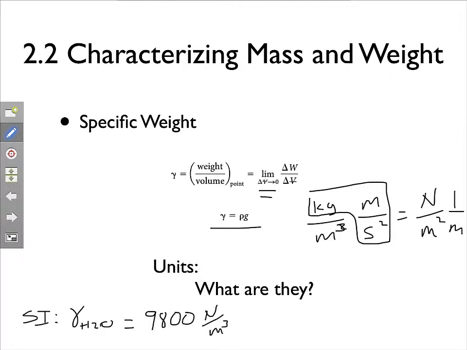And then in traditional units, we've got gamma of water equaling 62.4 pound force over foot cubed. And this is obviously independent of slugs or mass because it's kind of built into the force.